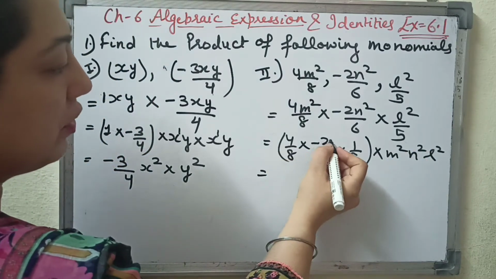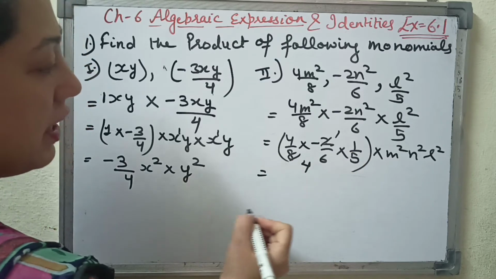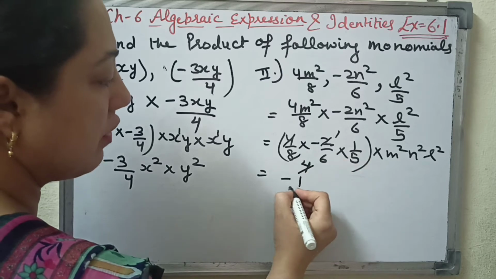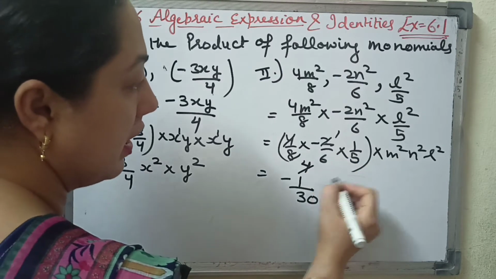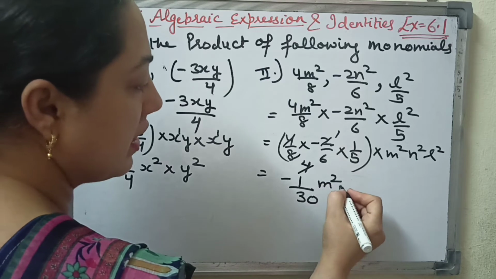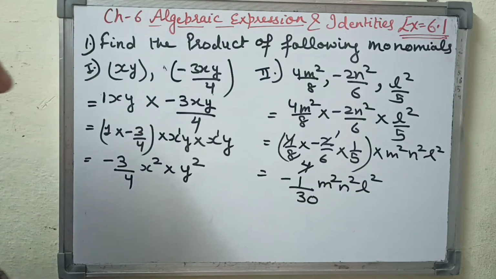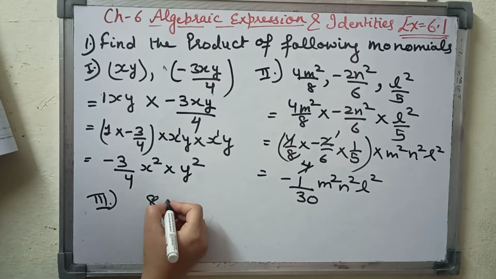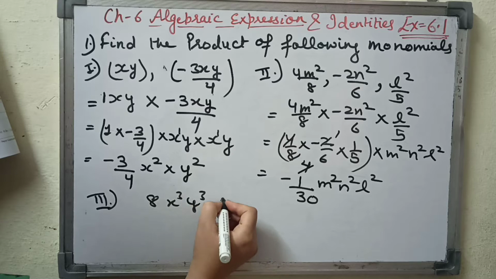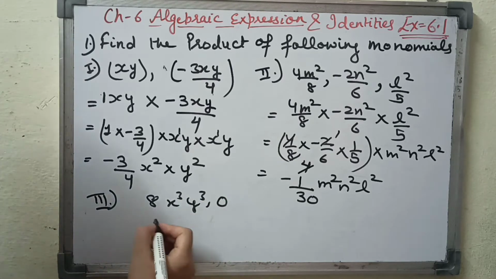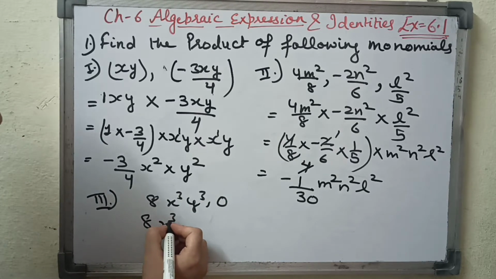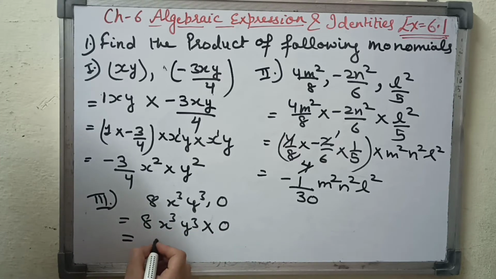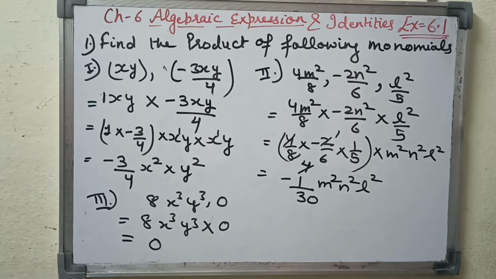Now do the cancelling. 2 ones are 2, 2 fours are 8. 4 cancels out with the 4. We are left with minus 1 and 6 fives are 30. And the variables m square, n square and l square. This is your answer. Now, the third part is 8x cube y cube, comma 0. Now, we again multiply both terms, 8x cube y cube into 0. And you know 0 multiplied with any term is always 0.